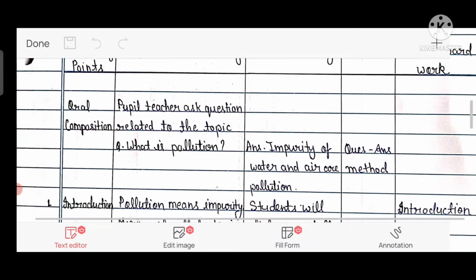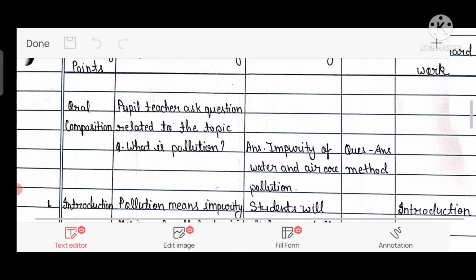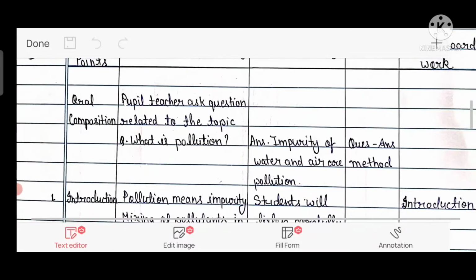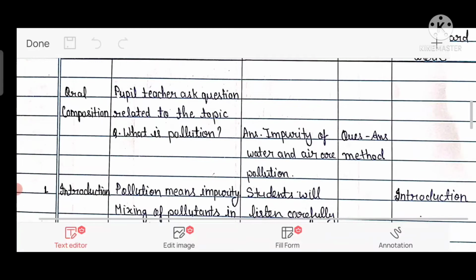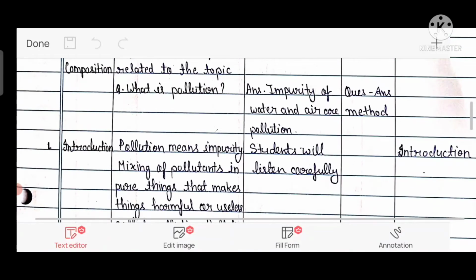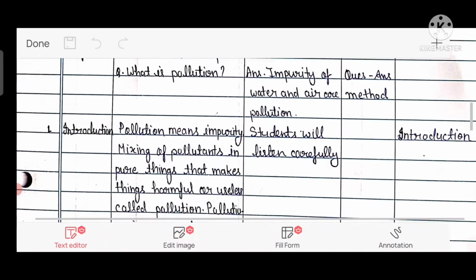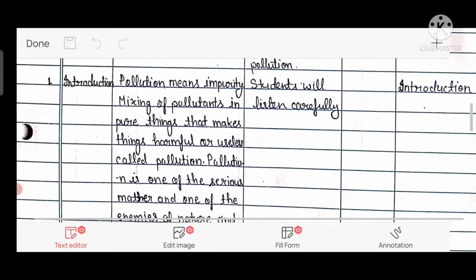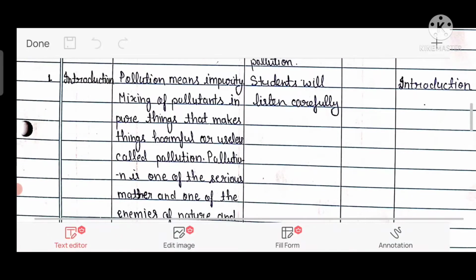In teaching point, oral composition. Pupil teacher activity, pupil teacher asks question related to the topic, what is pollution. In student activity, students are responding. And device and method, question answer method. Okay. After that, in teaching point, we'll write introduction, and pupil teacher activity, pupil teacher explains the topic. In student activity, students will listen carefully. Device and method, explanation method, and in blackboard column we will write introduction.